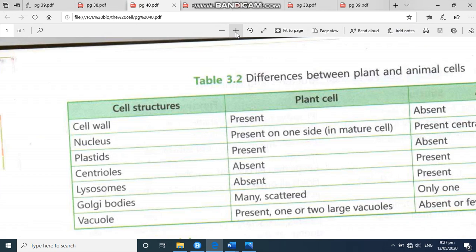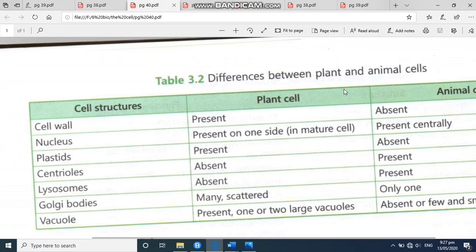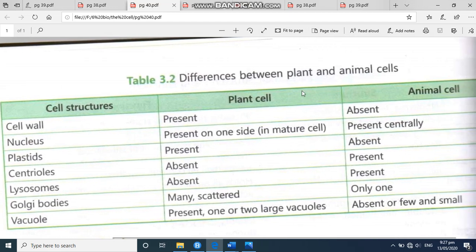In this table, you can see the difference between the plant cell and the animal cell. Okay, so the cell wall is present here, absent in the animal. Nucleus present on one side, in animal it is present centrally. Plastids are present, plastids are absent. Centrioles are absent in plant and present in animal. Lysosome absent in plant and present in animal. Golgi bodies, many scattered, only one in animal cell. Vacuole present, one or two large vacuoles, here they are absent or few or small.